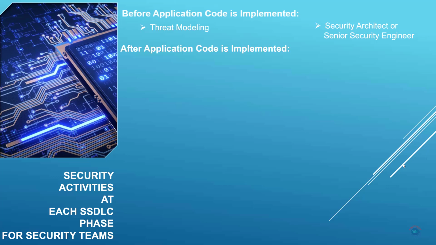Now, after application code is implemented, secure code review happens. This is also done by a senior security engineer or security architect, because in this case, programming knowledge is very important. So you should have a good understanding of the programming language in which the application has been implemented. If you are aware of the constructs of that programming language, only then will you be able to perform secure code review. So it's very important in this case. That's why a senior security engineer or a security architect might be performing secure code review.